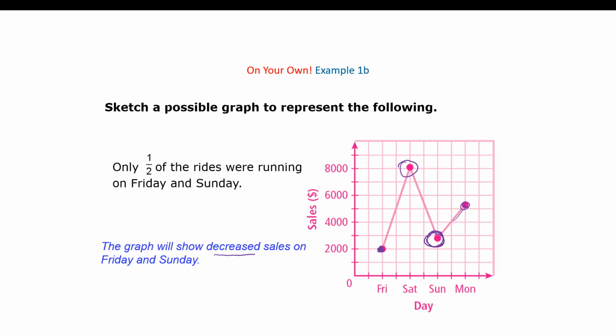So again, as long as you are showing an increase like this and a decrease like that, your graph would be correct. You don't have to have exact numbers here. You can make up your own. It doesn't matter. Friday, Saturday, Sunday, those days would need to be labeled correctly, and also day and sales.